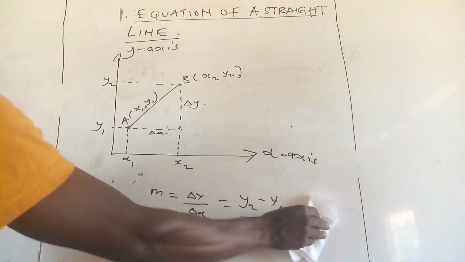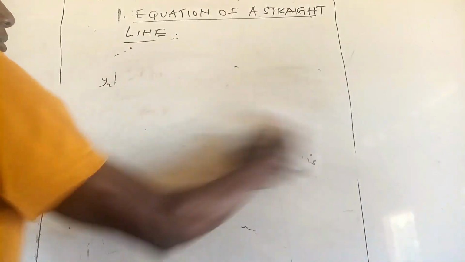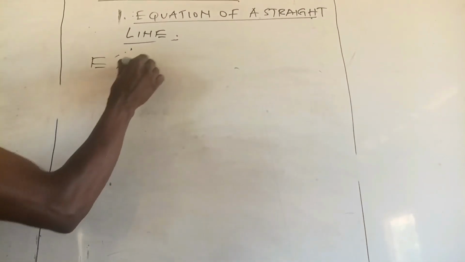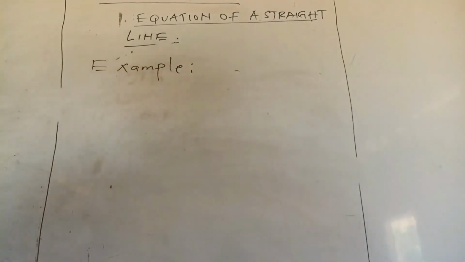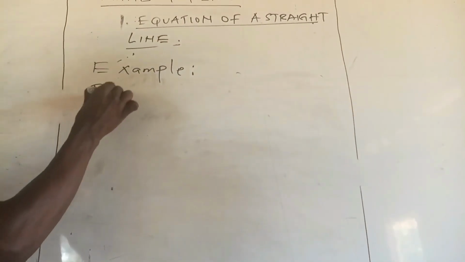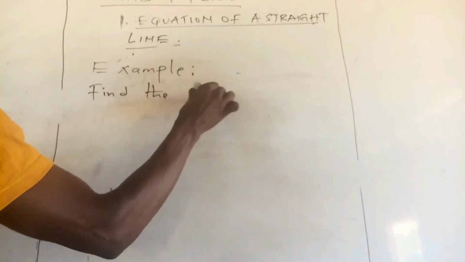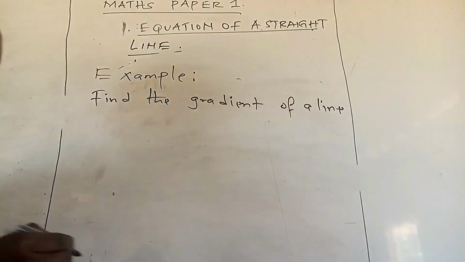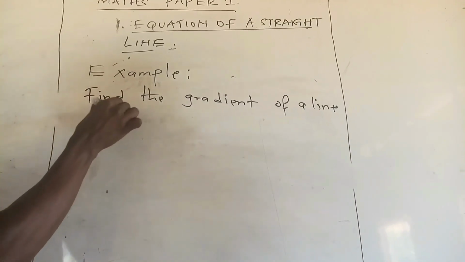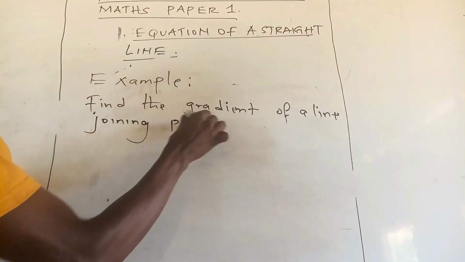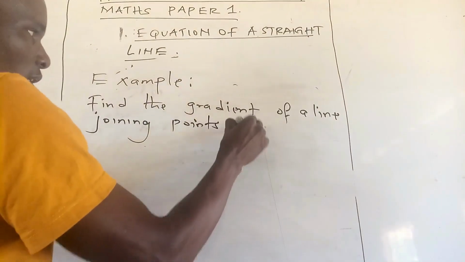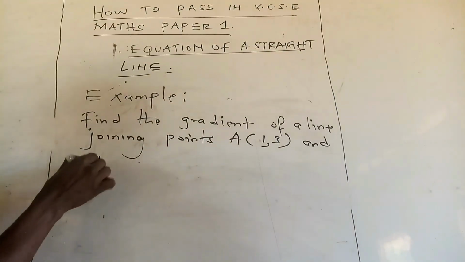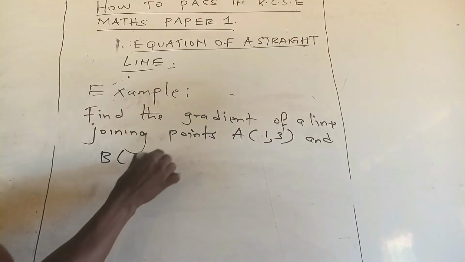Let's look at some of the examples. Example: find the gradient of a line joining points A (1, 3) and B, let's say (2, 8).